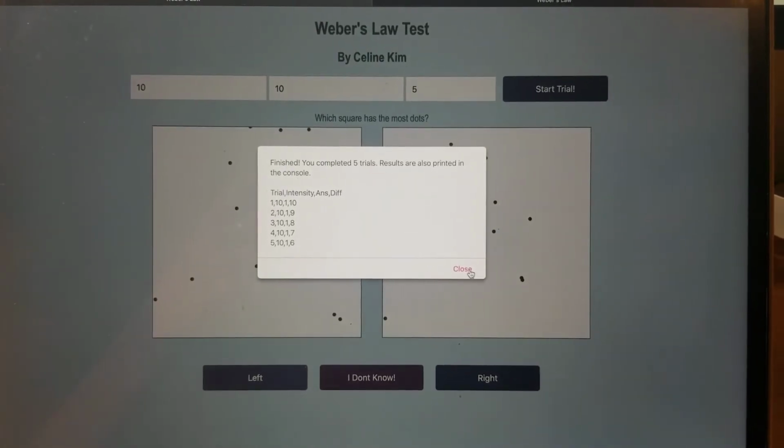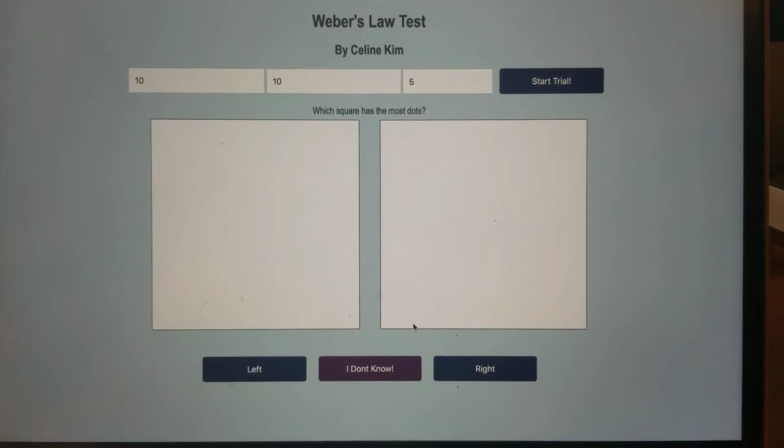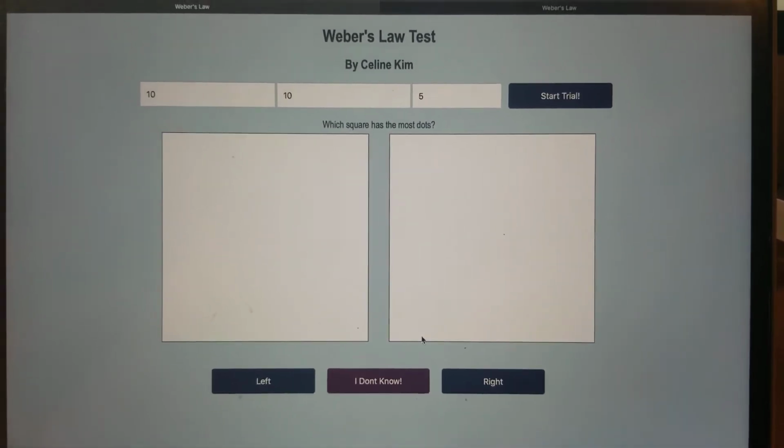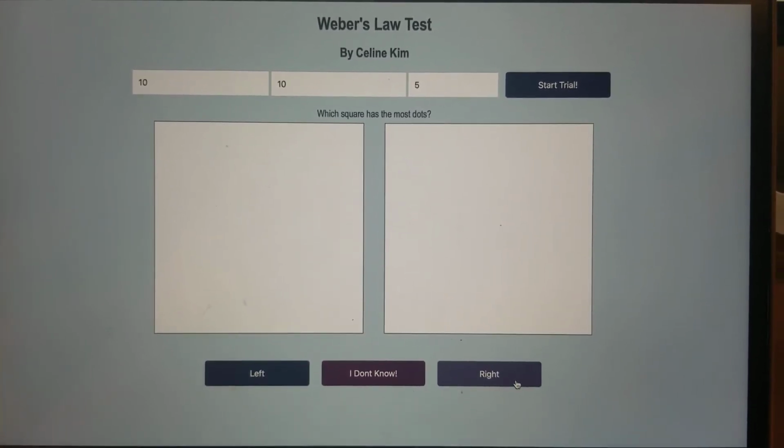And also I provided an I don't know button, so I have the option of just opting out, or it would just be counted as a wrong answer, saying that I can't notice the difference, and that way I won't be forced to pick a left or right answer.